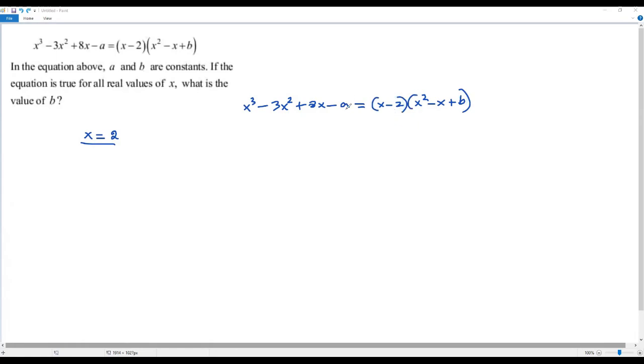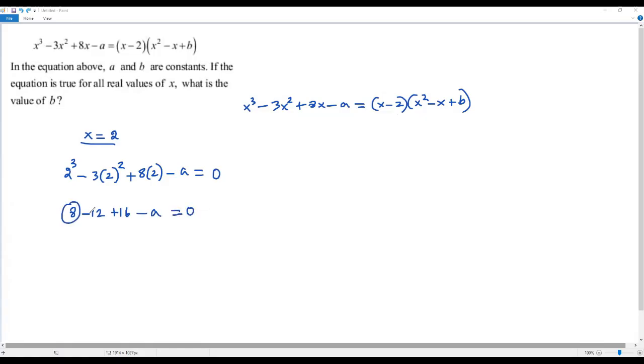Once I get the value of a, using the value of a, I can get the value of the constant b. Okay, now let me plug in 2 for x in the entire equation. Then we get 2³ − 3 times 2² + 8 times 2 − a. On the right side, when I plug in x = 2, it will become 0, and 0 multiplied by this stuff also will be 0. So we get 0 on the right side. The value of 2³ is 8, and the value of 2² is 4. 4 times −3 is −12, plus 16, − a = 0.